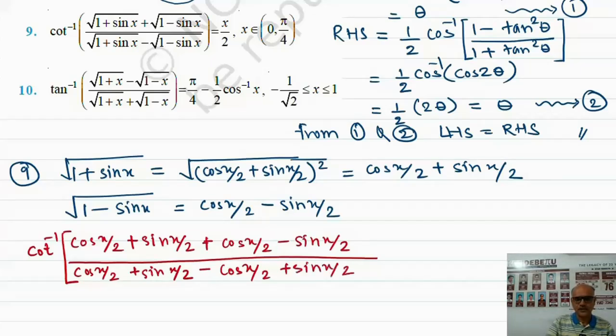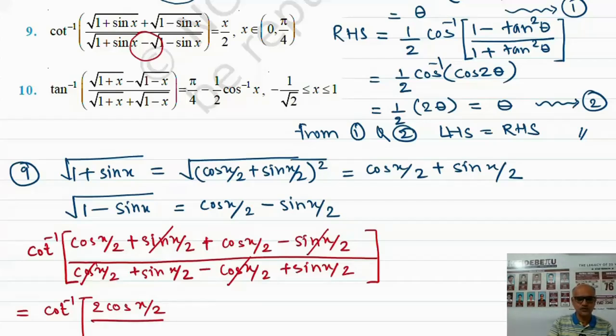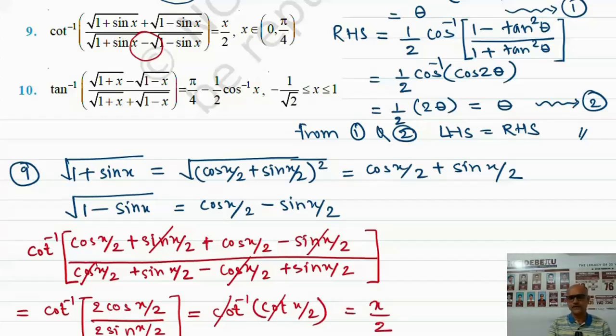Is it clear? So outside we are having minus. As it is minus, the first term becomes minus, the second becomes plus. So in the numerator sin x by 2 and sin x by 2 get cancelled. In the denominator cos x by 2 and cos x by 2 get cancelled. So you'll have cot inverse into bracket. The numerator will be 2 cos x by 2 and the denominator will be 2 sin x by 2. Therefore 2 gets cancelled. Cos by sin is cot x by 2. Finally cot inverse cot gets cancelled. You will have x by 2. Clear? This is the 9th one.